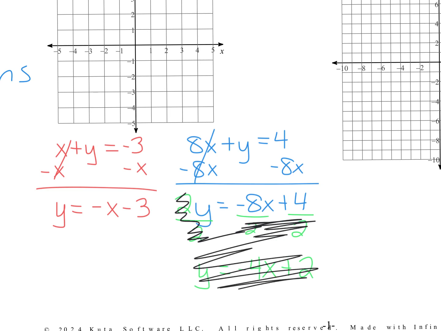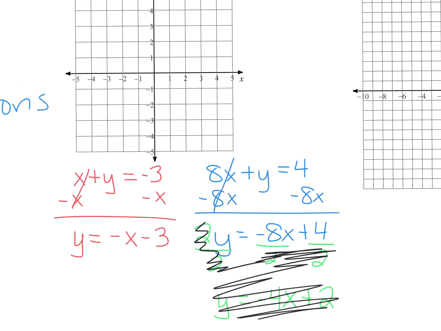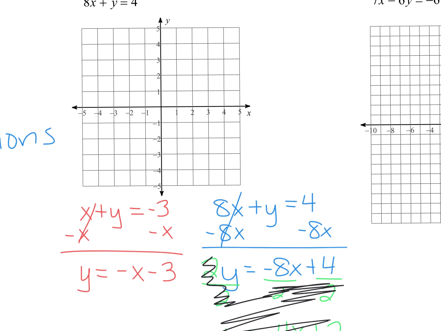Now, what do we want to do now that we have them in the correct form? We want to graph both of them. I'm going to graph my red one first. Where do I start? Negative 3 on the y-axis. Yep. And then what is my slope? There's technically a 1 here, so we have negative 1 over 1. If I go down, what direction do I need to go? Right. And remember, with these, you want to go all the way through the graph just in case they happen to cross.